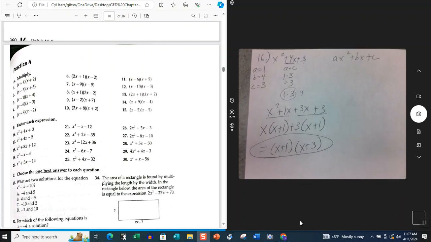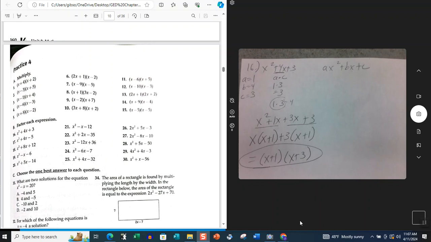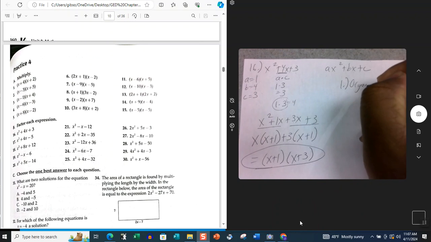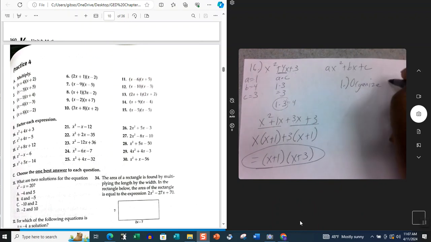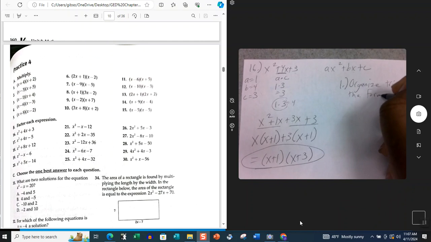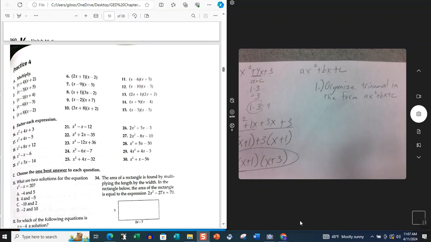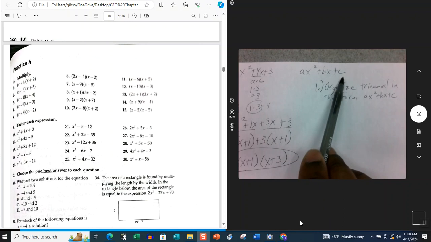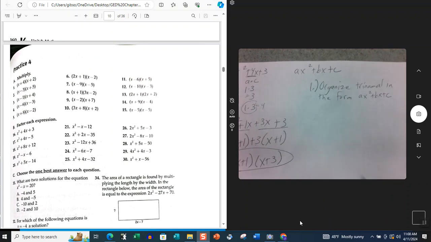Now, if you need to go back over the steps, you can rewind it and listen to me go over the steps. Or better yet, I may just write them out. Let me write them out. First, step 1. Organize the trinomial in the form ax squared plus bx plus c. Now, when I say that, that means organize it with the variable squared first, the variable to the first, and then the constant. That's what that means.